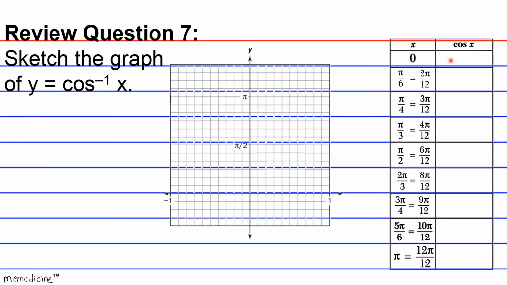So the cosine of 0, you should know, is 1. And dot, dot, dot, 0.87, 0.71, 0.5, 0, negative 0.5, negative 0.71, negative 0.87, and negative 1. Okay, you should see a pattern here with the point of inflection being 0.